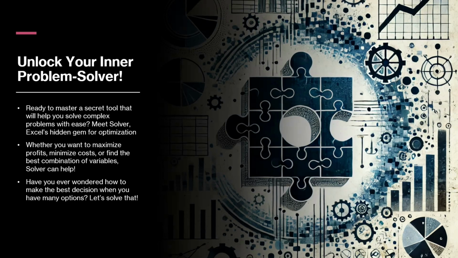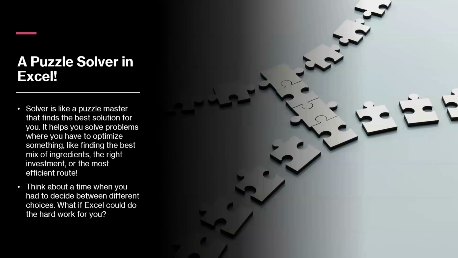Have you ever wondered how to make the best decision when you have many options? Let's solve that. Solver is like a puzzle master that finds the best solution for you. It helps you solve problems where you have to optimize something, like finding the best mix of ingredients, the right investment, or the most efficient route. Think about a time when you had to decide between different choices. What if Excel could do the hard work for you?